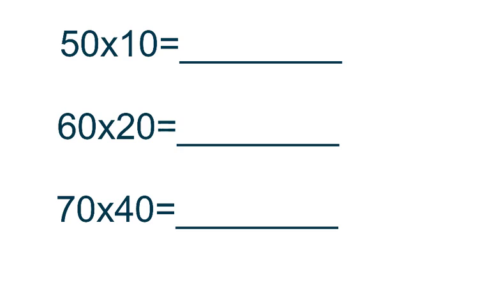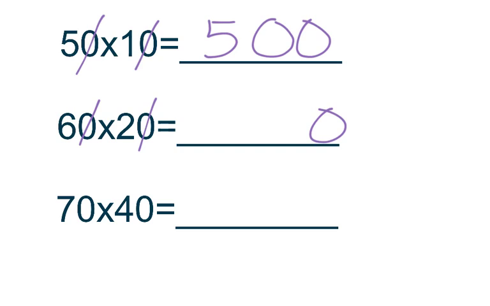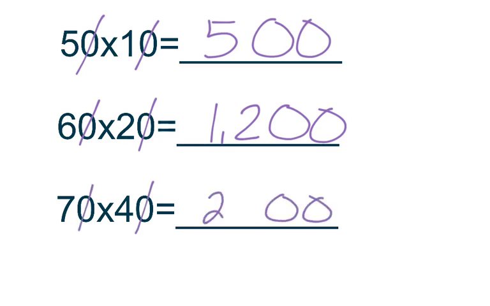Okay, let's go ahead and take a look at 50 times 10. We're going to cross those 2 zeros out. We're going to add them into the end of our product. 5 times 1 is 5. Over here, we're going to cross these 2 zeros out, put them at the end of our product. 6 times 2 is 12, so I have 1,200. This one, cross my 2 zeros out, add them to the end of my product. 4 times 7 is 28. Pretty simple. Cross those zeros out, add them in.